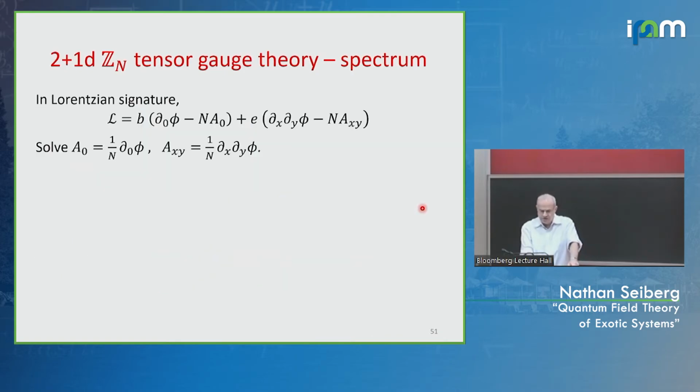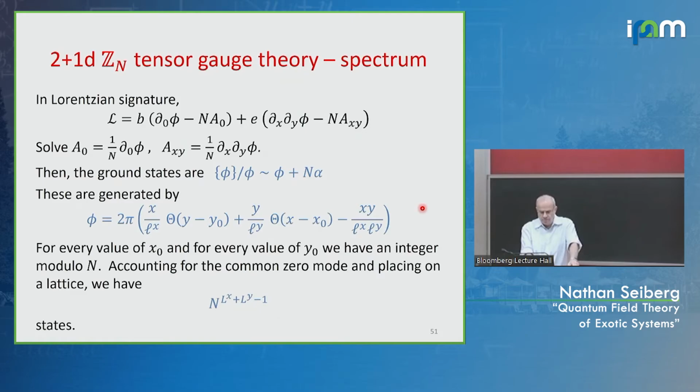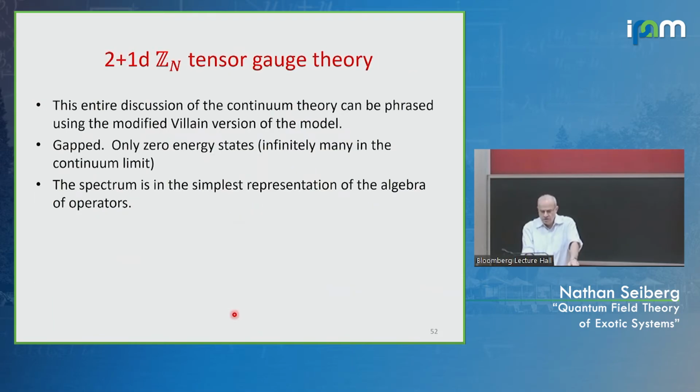In the spectrum, the analysis is very similar to before. We have a very large ground state degeneracy. Lx and Ly are the sides of the lattice, and this is the number of states on the lattice. So the entire discussion can be phrased either in the continuum or on the lattice. The lattice gives you more confidence that it is correct. In the continuum, once you learn how to manipulate these things, it's a lot easier because you don't have to keep track of all these details.